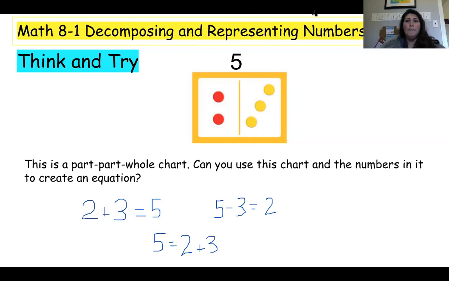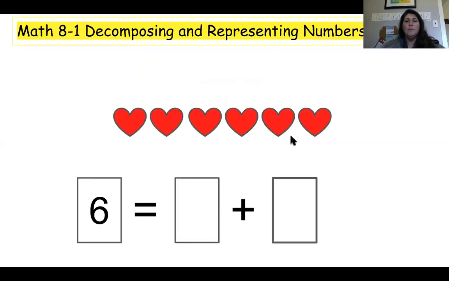Alrighty. So here's our next one. This is where we're going to start talking about breaking apart a whole, thinking about that part whole chart that we just saw. This one is 6, and that's the whole on top. This, you might see, are 6 hearts. So I am going to think of a way to break it up. Listen to my story.